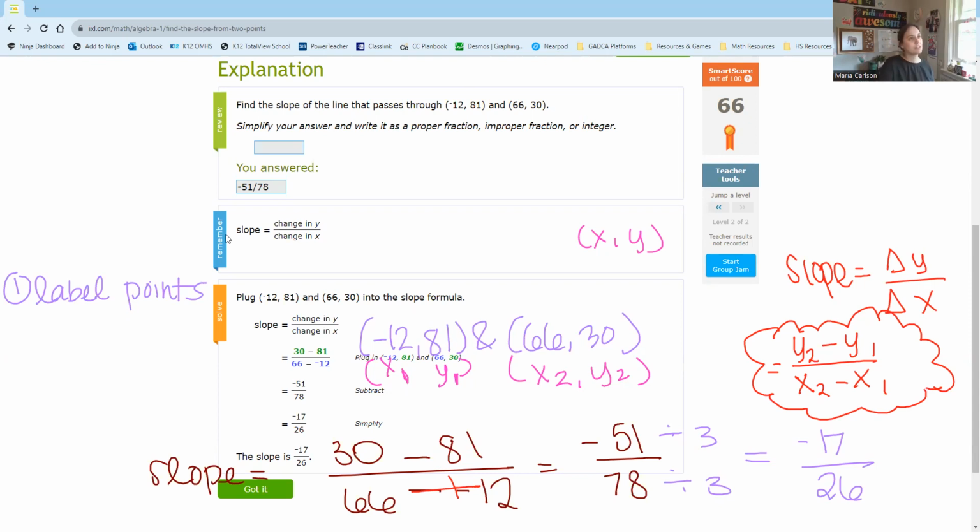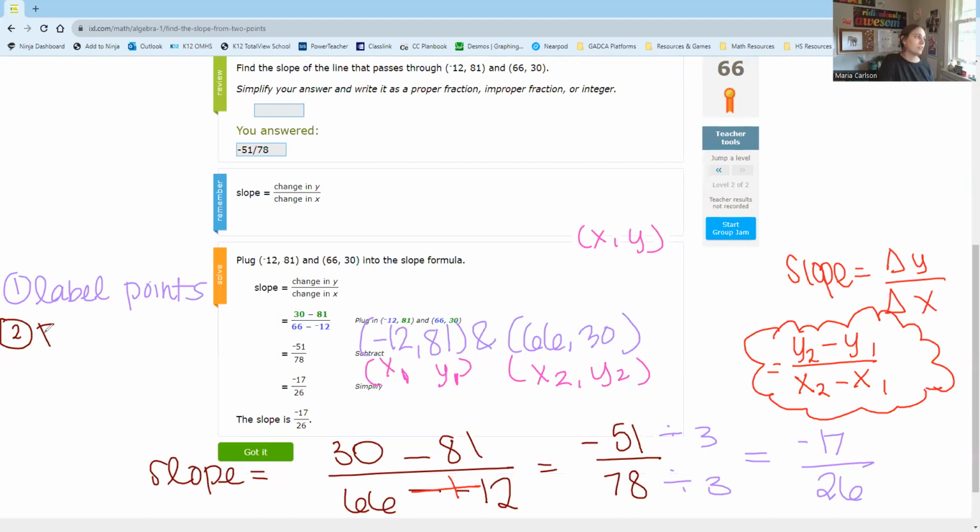So our first step is to label our points. Our second step is to fill in the formula. Your third step is to simplify. Let's try another one.